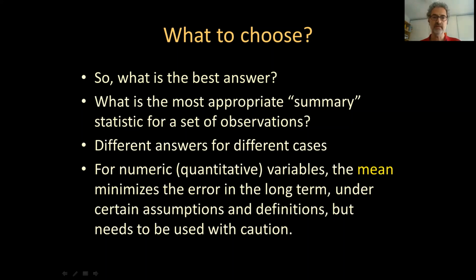For numeric, that is quantitative variables, we usually use the mean, and the mean is known to minimize the error in the long term. That is, if you always use the mean to produce these kind of answers, in the long run, this will lead you to make the least error, that is, to be least distant from the right answers. However, the mean needs to be used with caution.